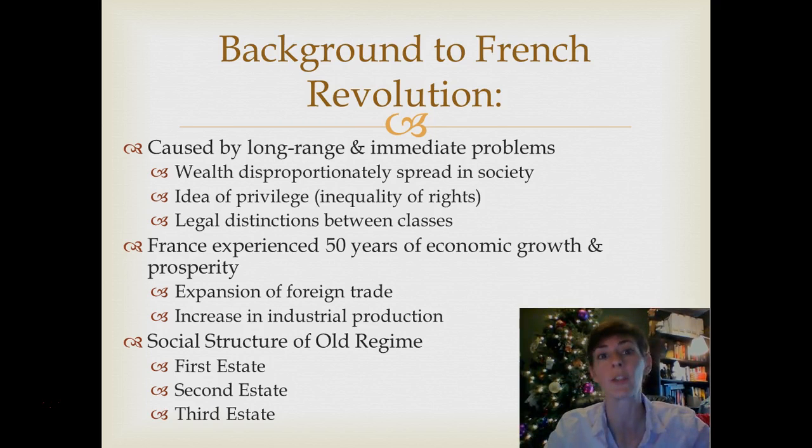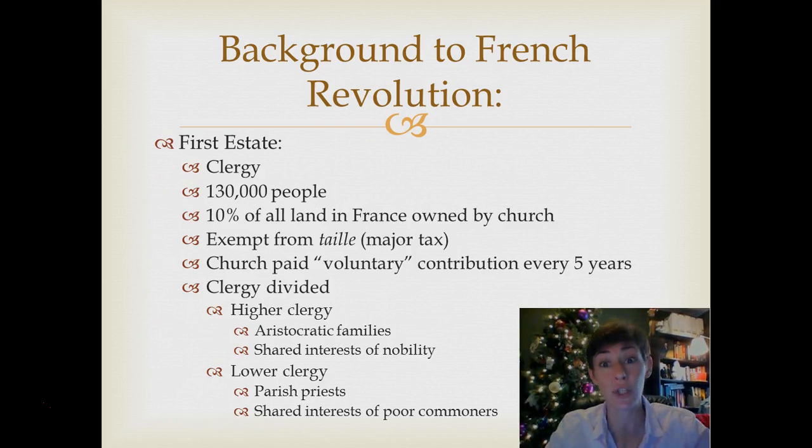You have the first and second and third estates. The estate system was not an effective method of governing. All right, so let's talk about each estate, right? So first estate is the clergy. About 130,000 people, roughly, they controlled 10% of all land in France. So that's significant. They were exempt from the taille. That was the major tax in France because they were clergy. The church paid a voluntary contribution every 5 years, which you can guess wasn't that much because why? If you don't have to pay, why would you, right?